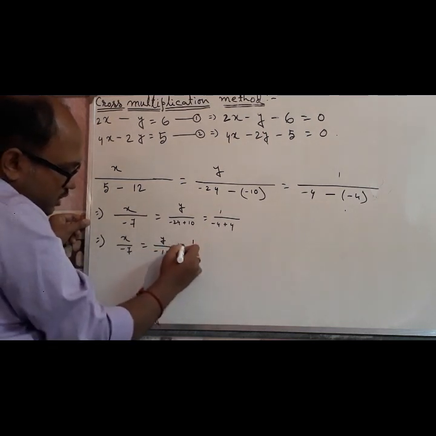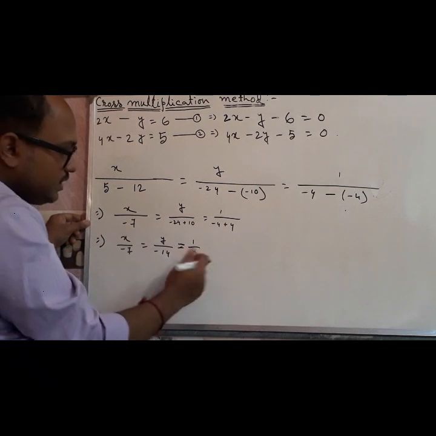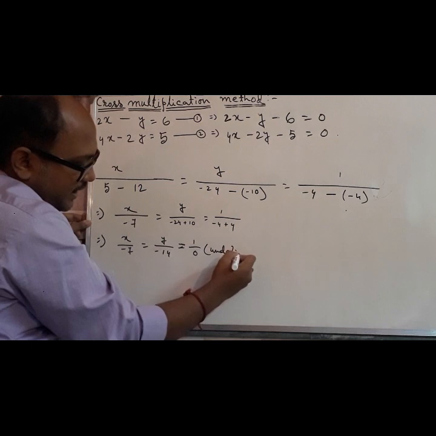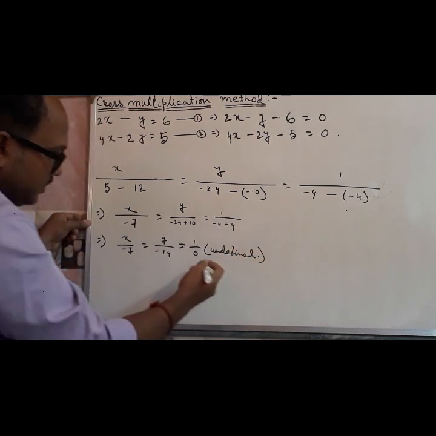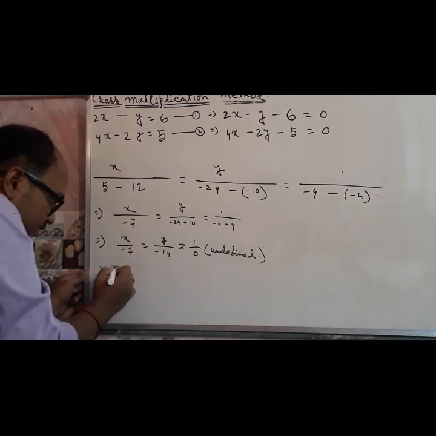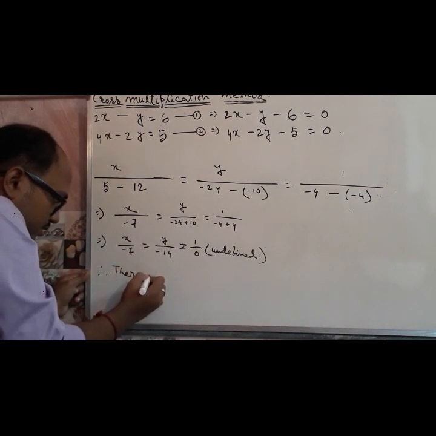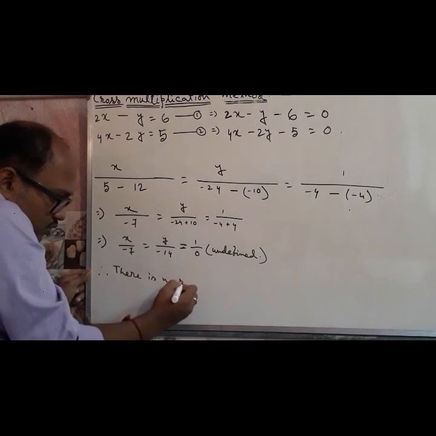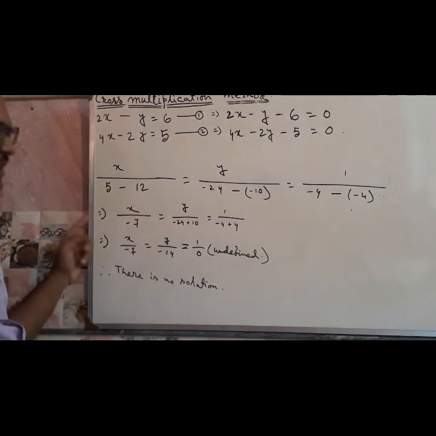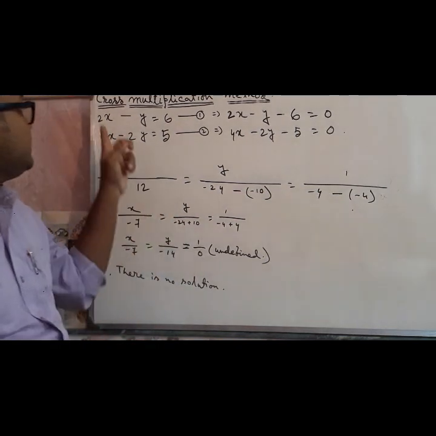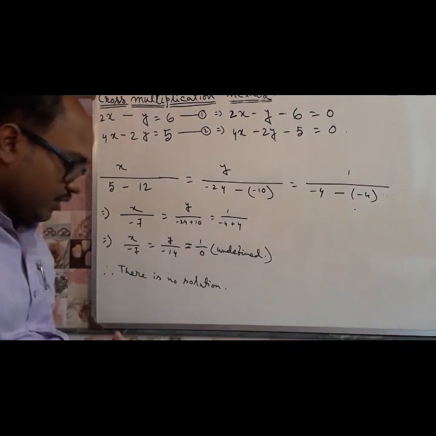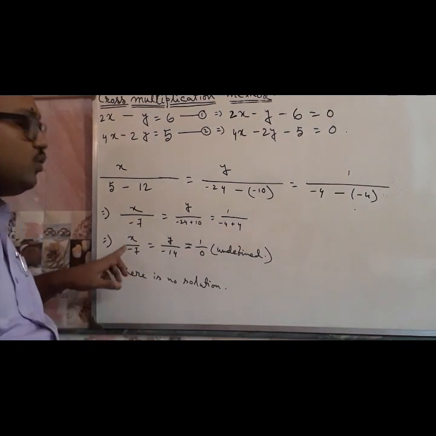1 by 0. In the denominator it is 0, that is undefined. So you can't get the value of x and y, that is, no solution is possible. Therefore there is no solution, that is, the system is inconsistent. That means these two lines are parallel. That's why we do not get any value of x and y.